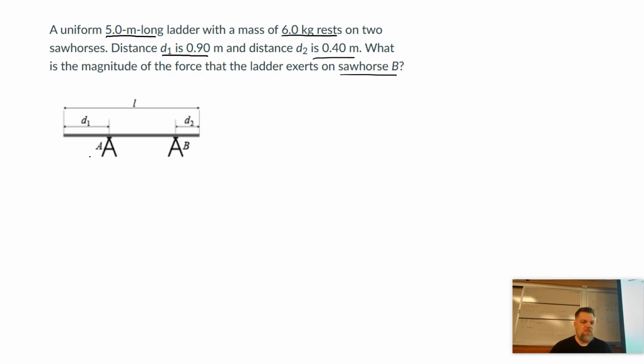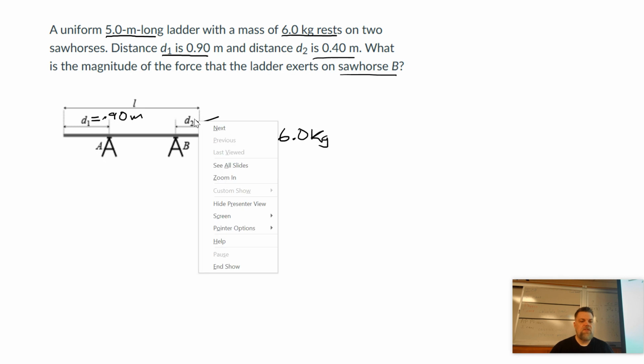All right, so let's just label some things. This ladder has a mass of, and I'm going to do M subscript L, 6 kilograms. And I'm going to label D1. D1 is 0.9 meters. I'm going to label D2.